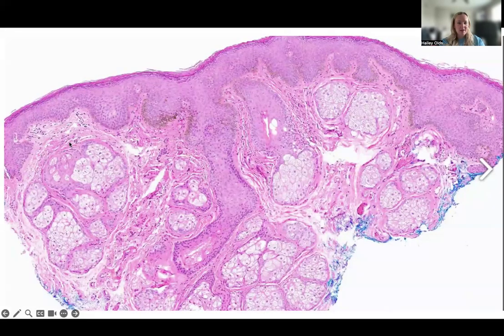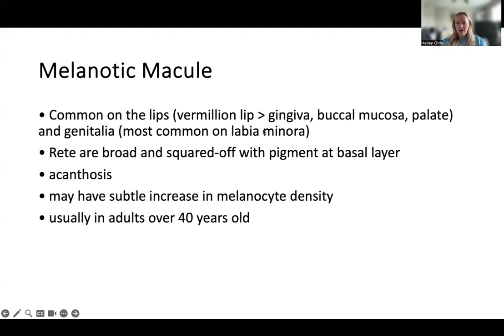Okay, next one. So we're somewhere with a lot of sebaceous glands, and we just have increased pigmentation at the basal layer, but it doesn't look like there's any melanocytes forming nests, and there's no increased number of melanocytes, or at least it doesn't seem like it. So this is just a melanotic macule. This is commonly seen on the lips and in the genital area.